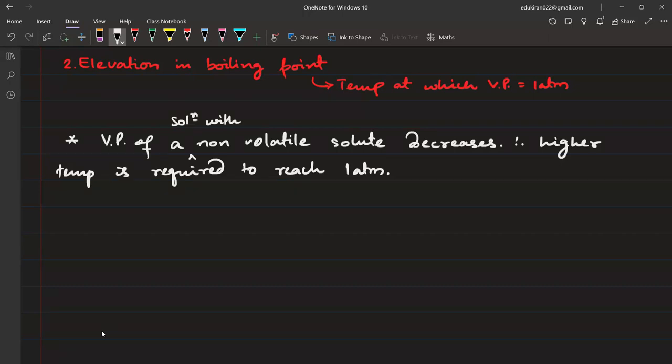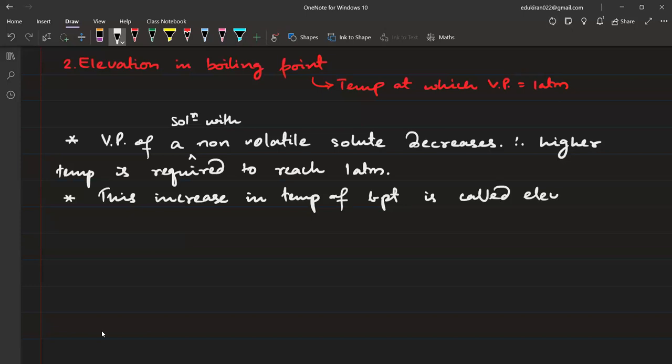Now this increase in temperature is known as the elevation in boiling point. So this increase in temperature of boiling point is called elevation in boiling point. Obviously the boiling point changes, so delta TB will be equal to the boiling point of the solution, which is higher, minus the boiling point of the solvent, which is lower.